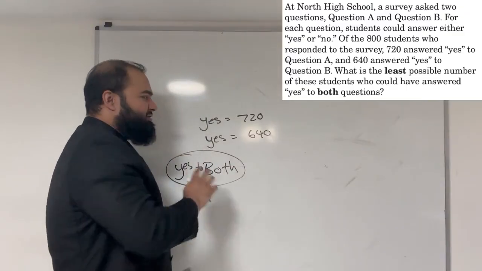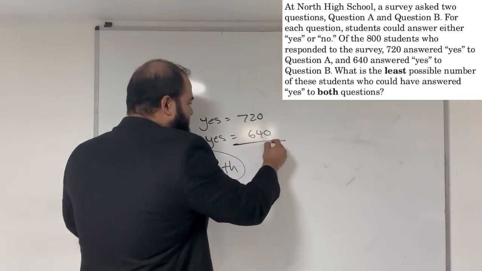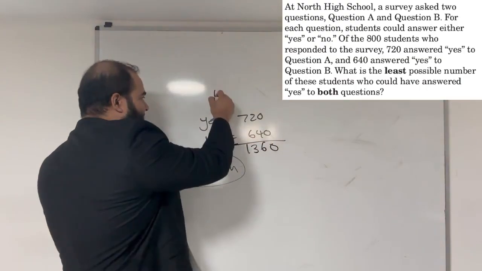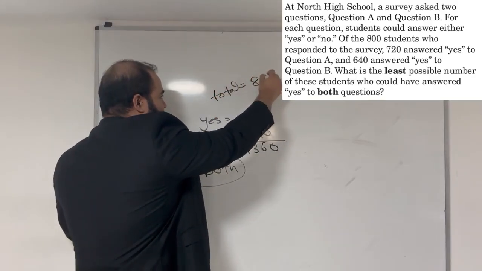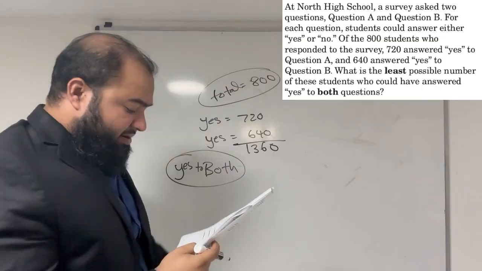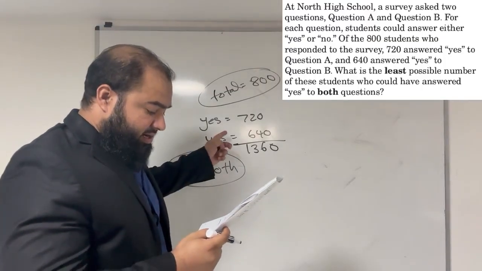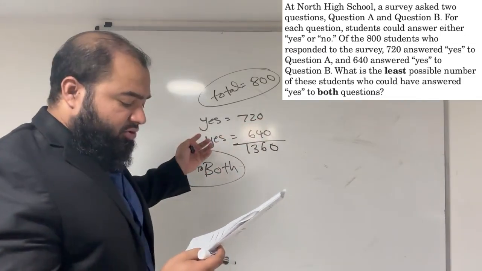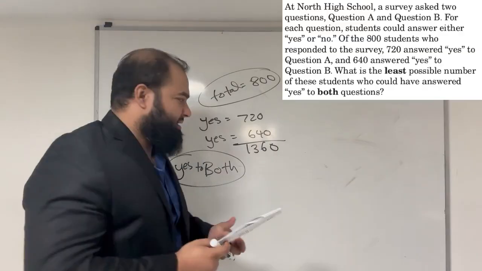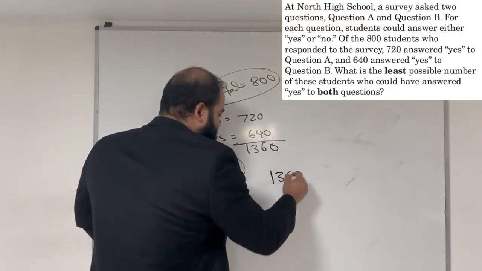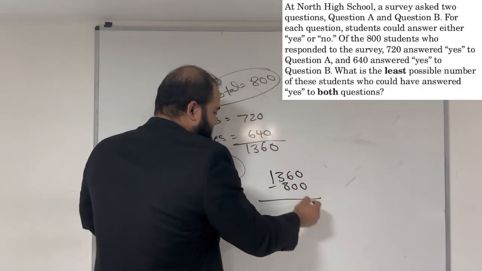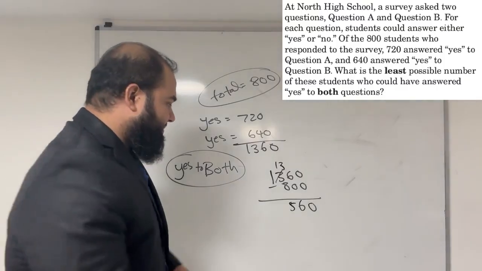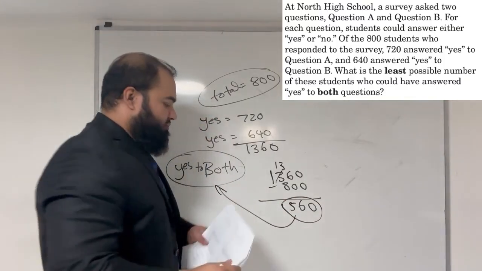So some people said yes to both. So when I add this, 720 plus 640 is 1360. Wow, but they said there are only total 800 students. So if there are total 800 students, how can there be 1360? Get it right? But there are total 800 students who responded to the survey. So let's find out the difference. 1360 minus 800 is 560. So 560 kids are saying yes to both.